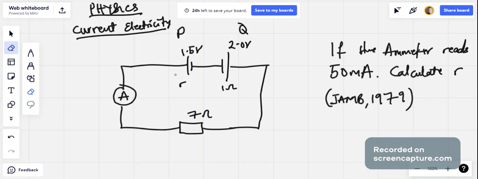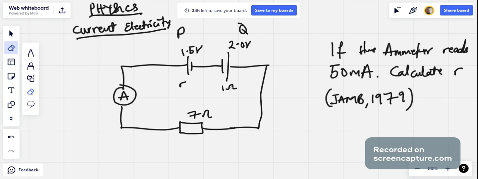Okay, this is physics under current electricity. We are solving an example from the past question 1979. Given the circuit diagram here, we are told that if the ammeter reads 50 milliamps, we should calculate R. R here represents the internal resistance of this cell.